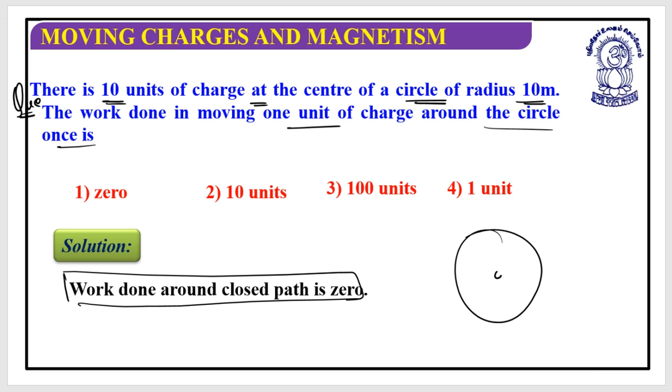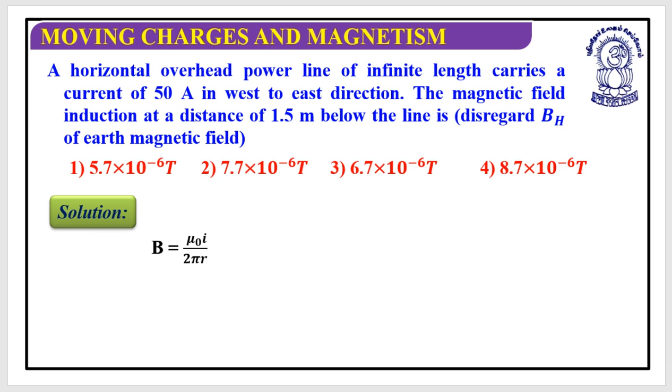There is 10 units of charge at the center of the circle of radius, this is the radius 10 meter, and here a plus 10 coulomb of charge is given. What you need to do is rotate this charge once around the circle. So in this case, work done around the closed path is always zero, and the answer would be zero. I hope this is clear. Let's have a look at the next question.